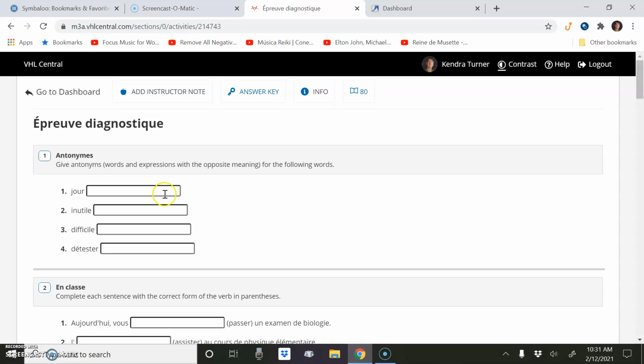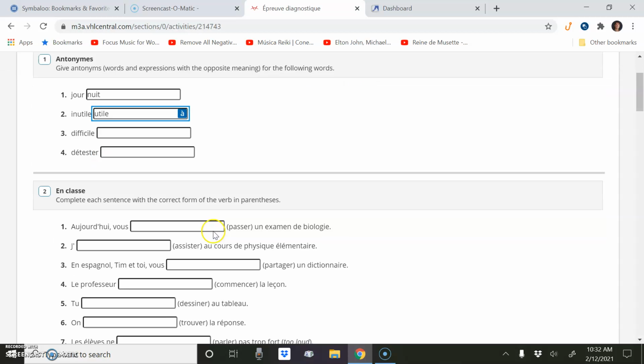All right, let's look at part 1, antonyms. An antonym means the opposite. So check it out, like jour. The opposite of jour, if you look at your page, is nuit, so day and night. Opposite of inutile is utile, so useless and useful. And you can try the other ones yourself later.